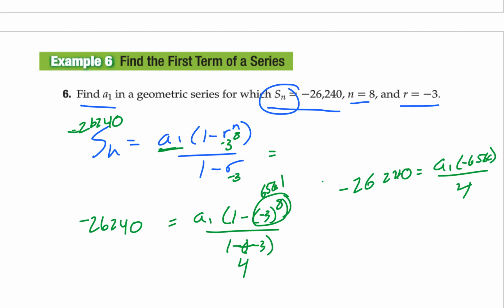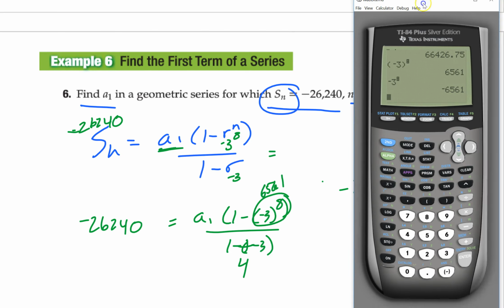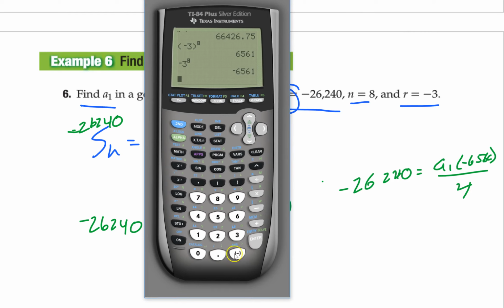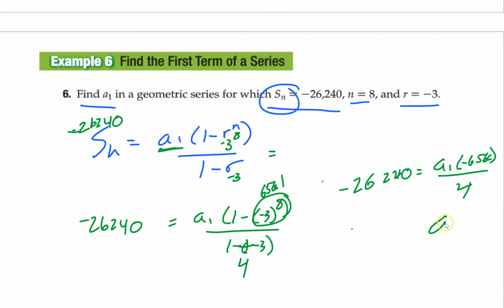So let's do that real quick in our calculator. Negative 26240. We're going to multiply by 4. And then we're going to divide by negative 6560. And 16. After all that work, wow. A1 equals 16.